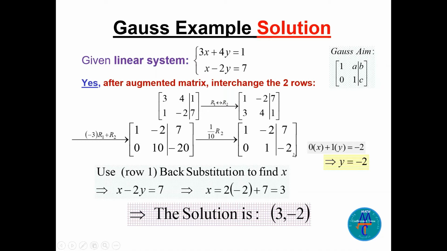So easy. Now we can use back substitution in row 1. So I can write x minus 2y is equal 7. Replace y there. I will get x equals 3. So the solution will be 3 and minus 2. X first and then y always.